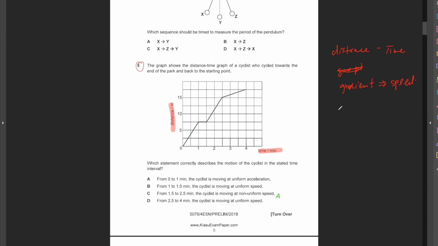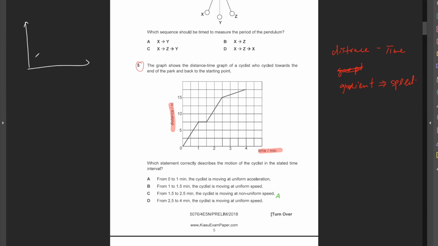Okay, let's go through this. If I have a speed-time graph, let me change color. Okay, a distance-time graph right now.